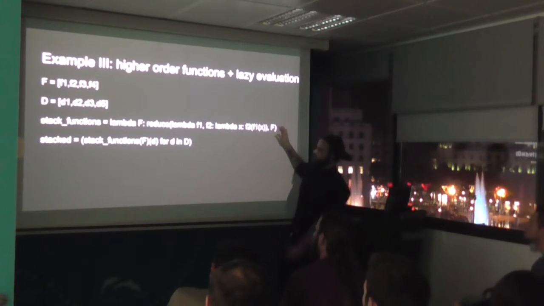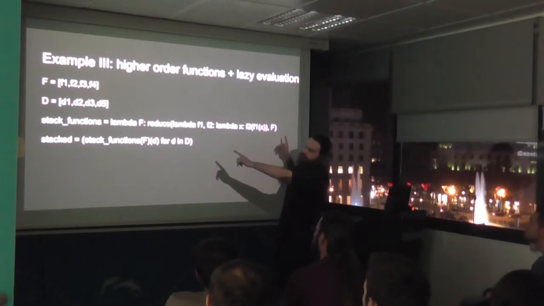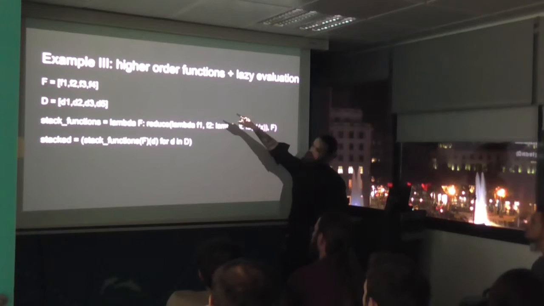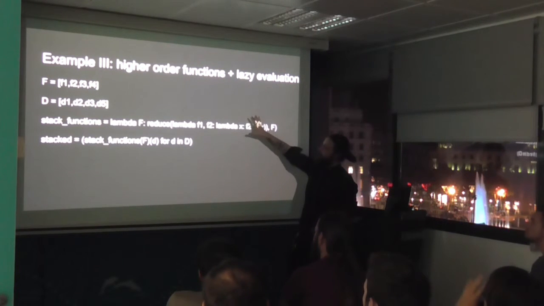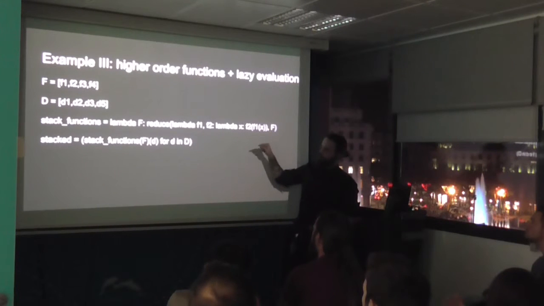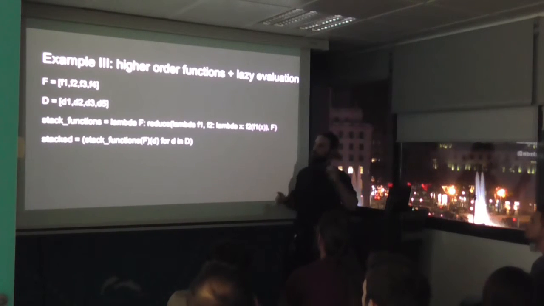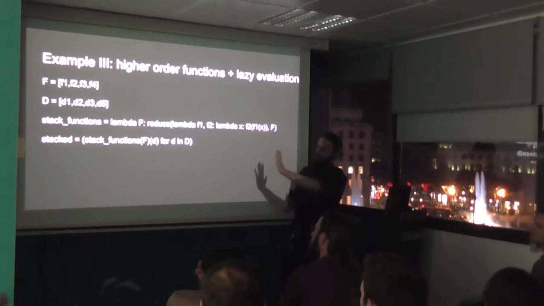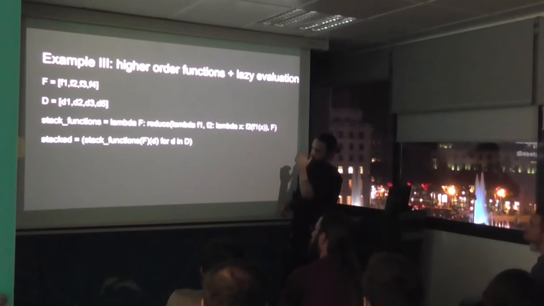So this reduce is the composition. We are executing the composition of the list of functions. This function, stack functions, takes the list of functions and returns one single function. That is the composition of all the functions in the list.